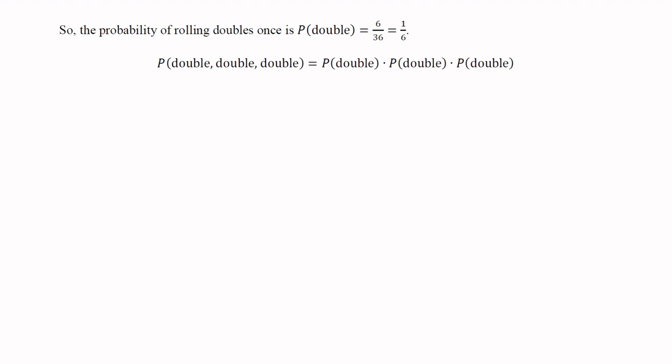Now we're going to find the probability of rolling a double, then another double, then another. We do that by multiplying those 3 probabilities together, which is 1/6 times 1/6 times 1/6, which gives you 1 out of 216. So your probability of rolling doubles 3 times in a row and going to jail in a game of Monopoly is 1 out of 216.